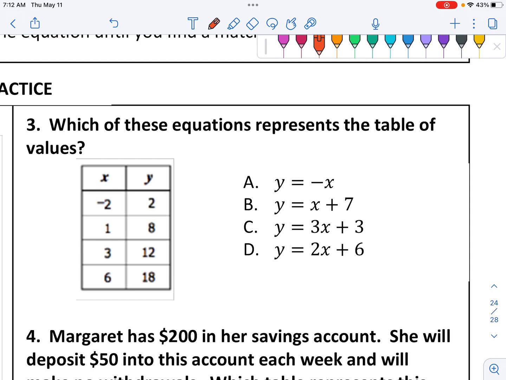Okay, so which of these equations represents the table of values? Go ahead and try this guy by yourself.